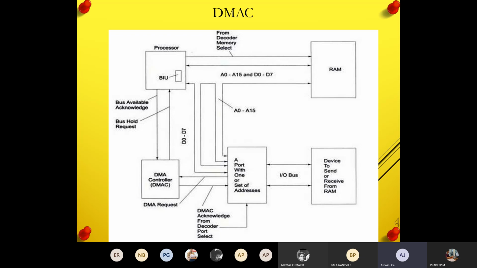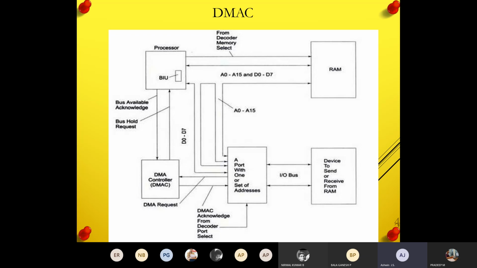Like I said previously, the operation is the same here also. The DMA will send the bus hold request in order to hold the bus, so the processor won't utilize the bus. After it is stopped, it will give the acknowledgement: bus, I am giving the bus to be accessed by you, hereafter I won't do any operations. That is the bus available acknowledgement.